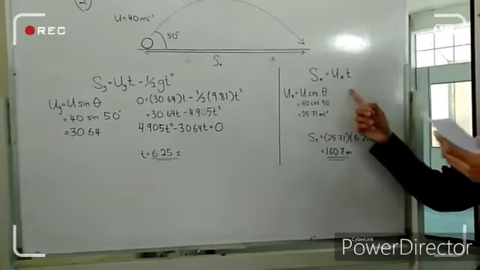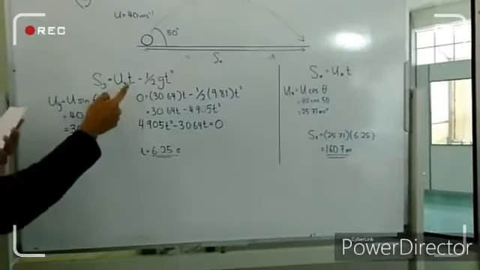But we didn't know the value of t, so we need to find the t using the formula.